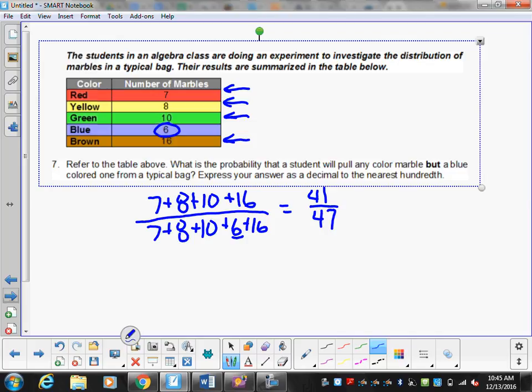And then what they ask us to do is take that answer and round it to the nearest hundredth. And so just a reminder that on hundredths, the first decimal place is the tenths place, the second decimal place is the hundredths place. And so in your calculator you would do 41 divided by 47.